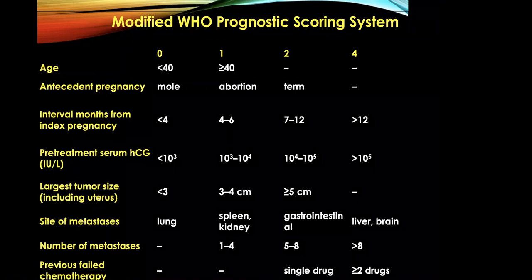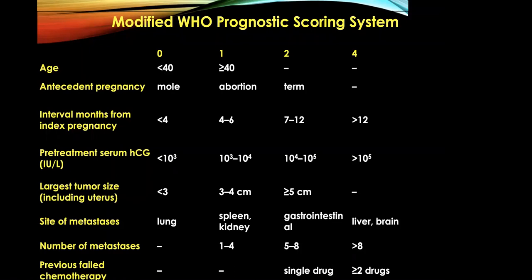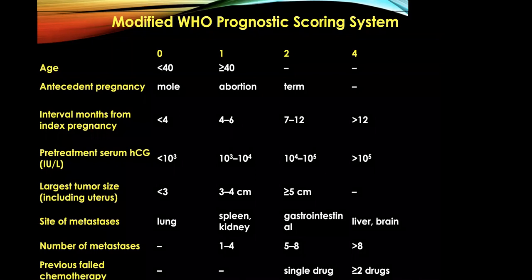Or it is less than 1 lakh, then you need to have all these factors into consideration, where on the left hand side you have age, the pregnancy. So if the age is less than 40, more than or equal to 40, you will be having the scoring system of 0, 1, 2, and 4. And interval months from the pregnancy, less than 4, 4 to 6 interval from the pregnancy, 7 to 12 months and more than 12.